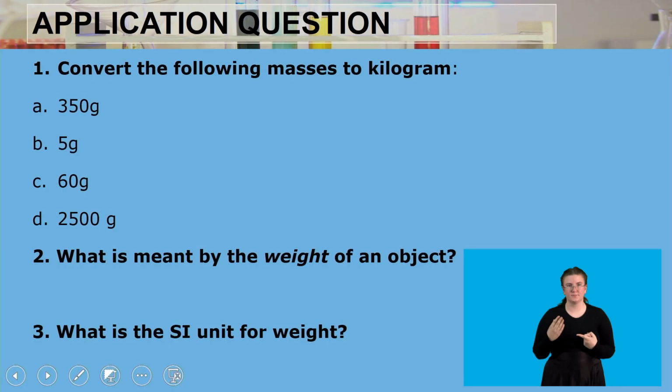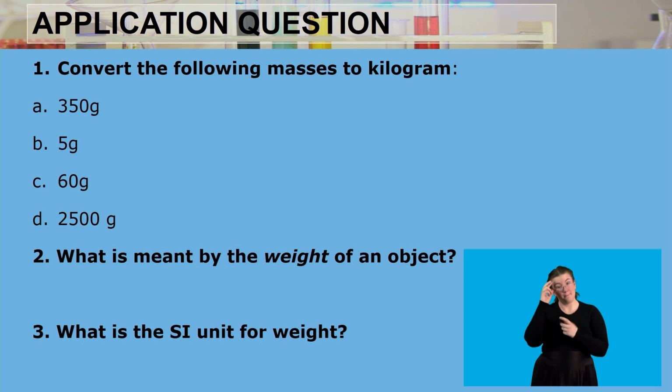Welcome back, learners. Now moving on to this next set of questions, being the application questions, we need to begin. The first question is asking us to convert the following masses to kilograms. So remember that the SI unit for mass must always be kilograms. Whatever unit of mass we are given, it must always be converted to kilograms, the kgs.